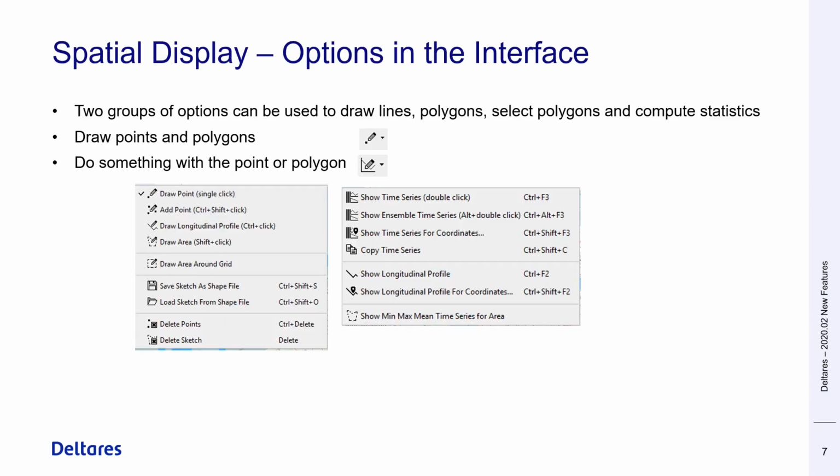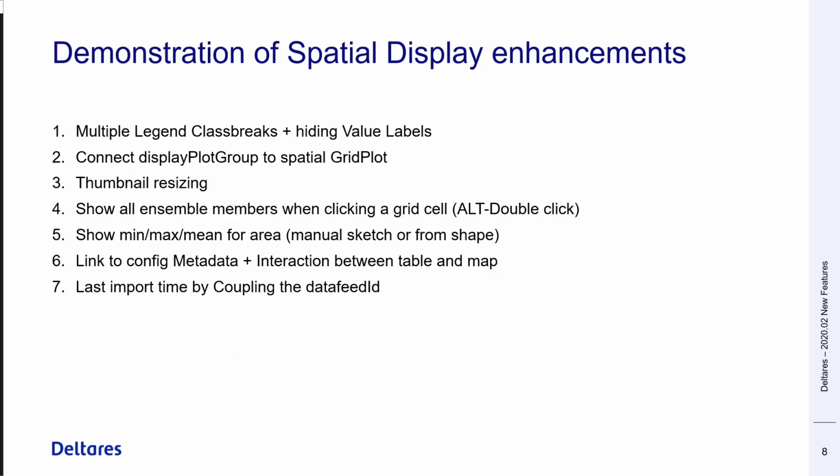If you want to interact with the spatial data, there are several ways to do so. I'll be showing some of them, but in general, you can click on the spatial display, draw a point or even draw a polygon, and then you can do something with the point and polygon, showing the data, showing averages.